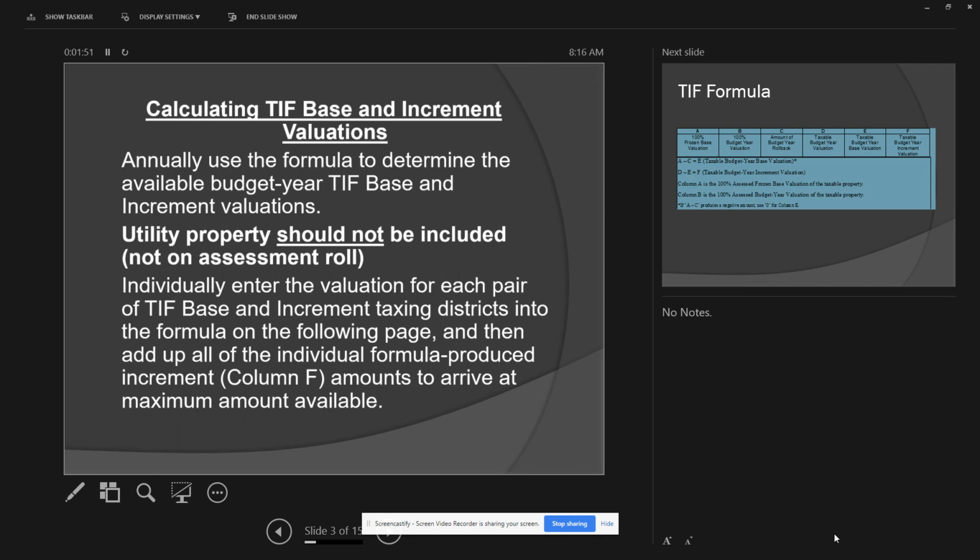What you're going to do with the following TIF formula is enter the valuation for each pair of base and increment taxing districts into the formula. And then you add them up, add up all those base and increment pairs if you have multiples in a particular area, and that would help you arrive at the maximum amount available in an area. Again, this formula is going to calculate for you, for this particular base and increment pair, the maximum amount that it could generate for TIF revenue.